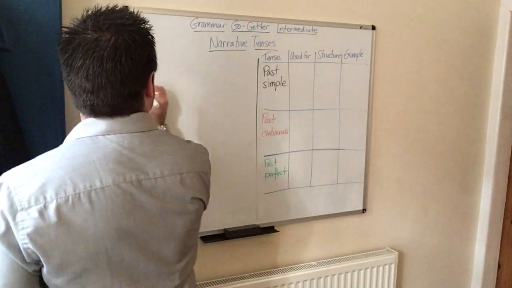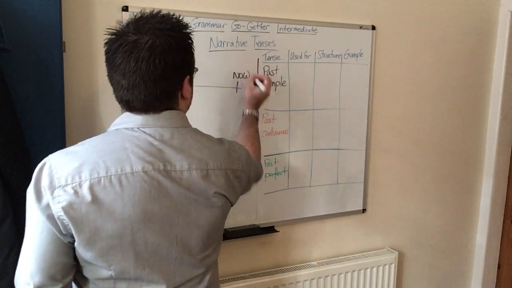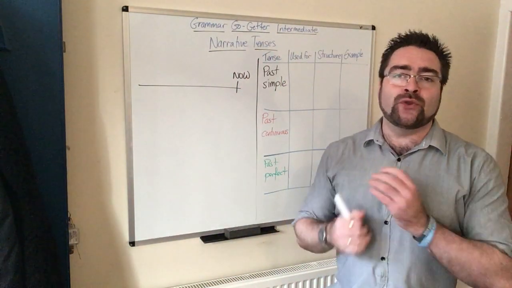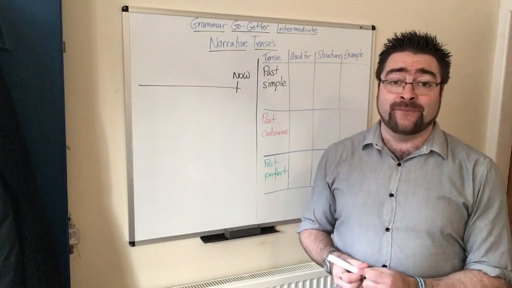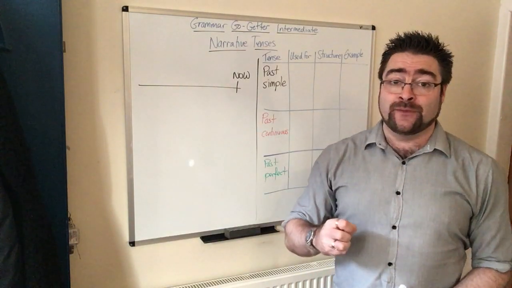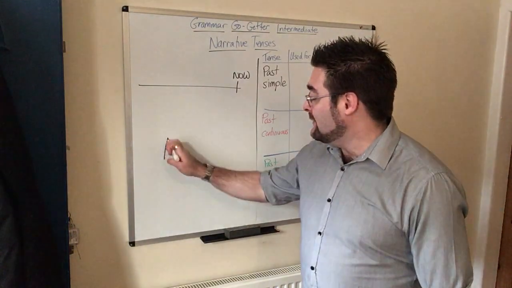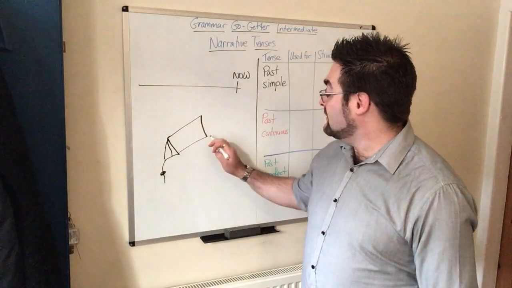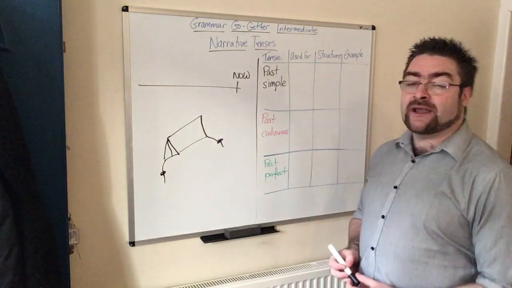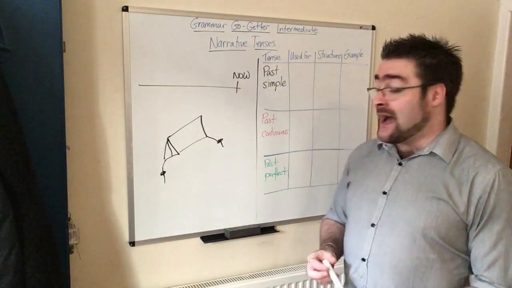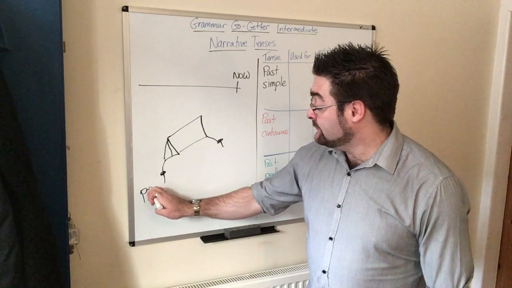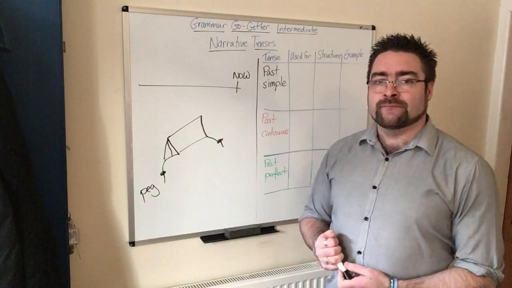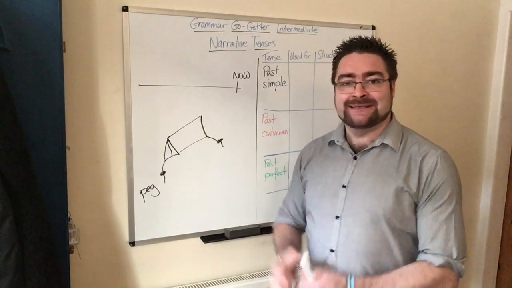So, when telling any story, you need to decide what are the most important things that happened in that story. These are your past simple. And one thing that I want you to remember, and you'll get used to my amazing artwork as we go through these videos, but I hope you recognize this as a tent. And what you might not know is these are called tent pegs. And why are they there? They're there to hold the tent in place.